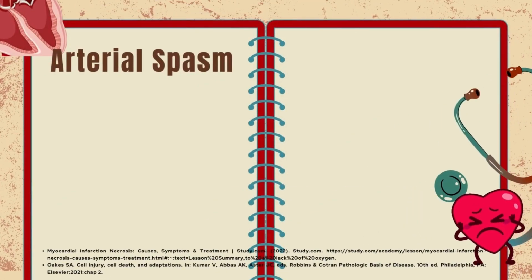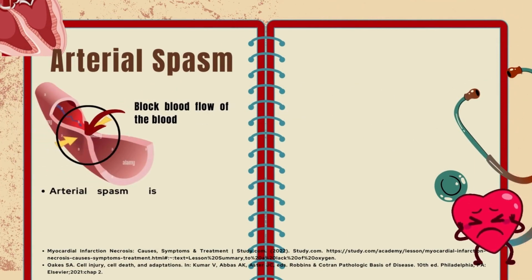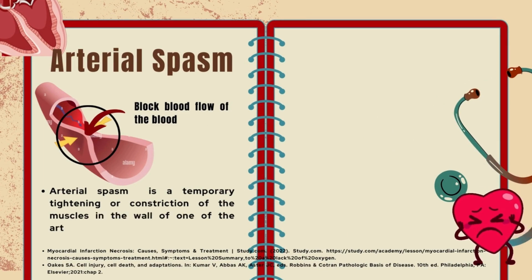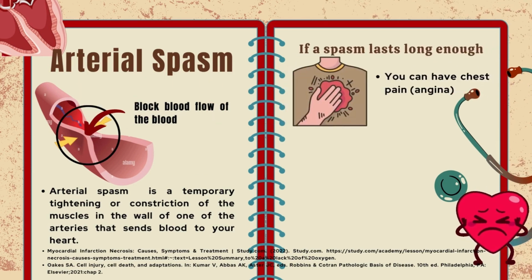Myocardial infarction also occurs in persons who have arterial spasm. Arterial spasm, also known as coronary artery spasm, is a temporary tightening of the muscles in the wall of one of the arteries that send blood to your heart. A spasm can decrease or completely block the blood flow to part of the heart. If a spasm lasts long enough, you can have chest pain, also known as angina.